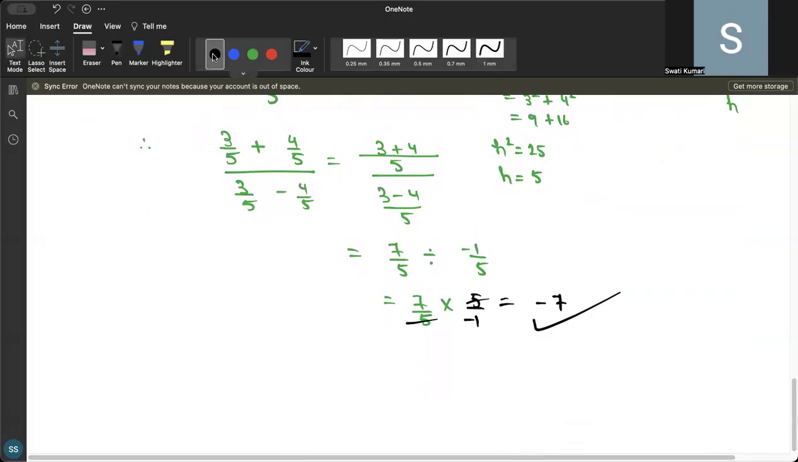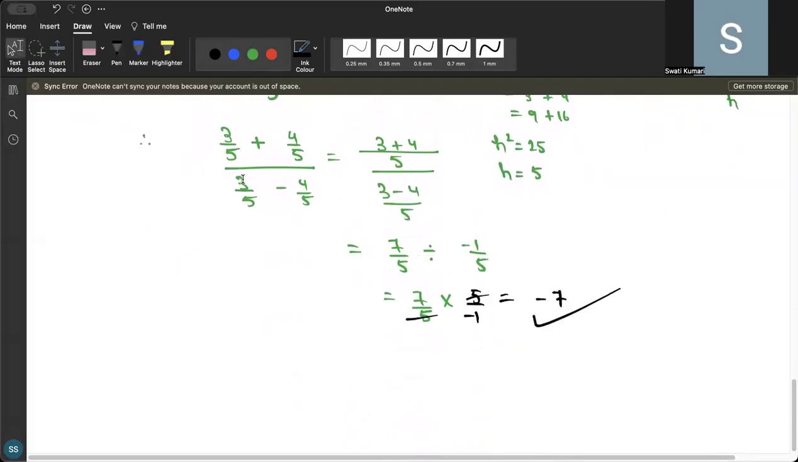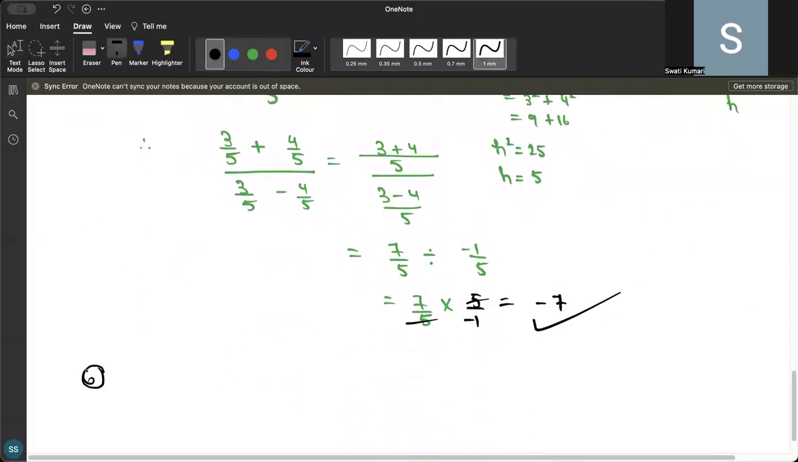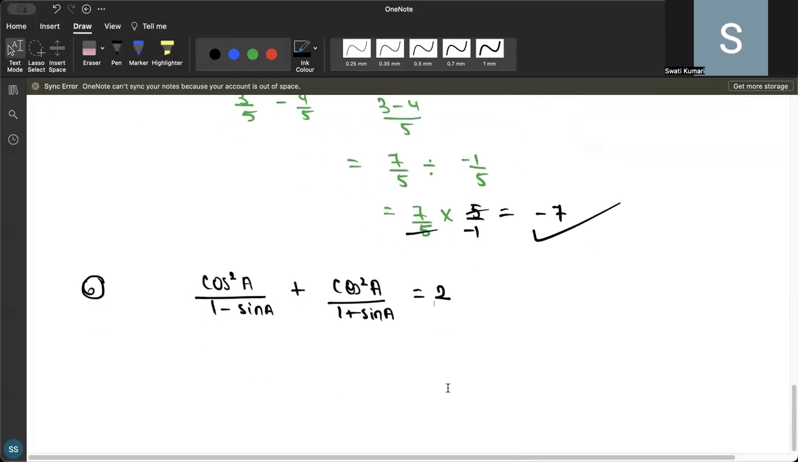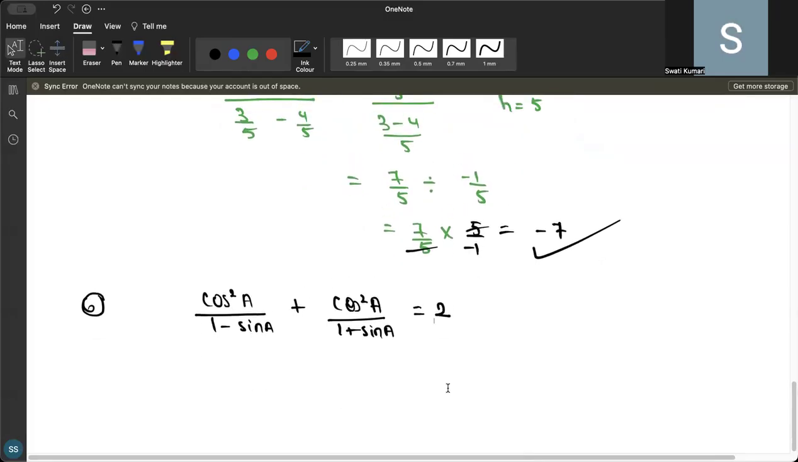Okay, so this was our question number 5. Now we can go to question number 6. Question number 6 is a proof question where we have to prove cos square A upon 1 minus sin A plus cos square A upon 1 plus sin A equals 2. This is what we have to prove.